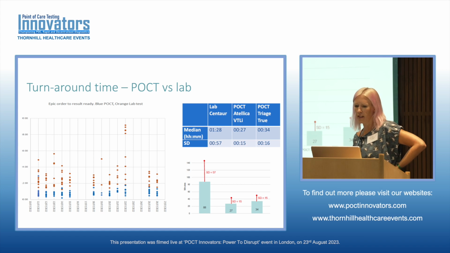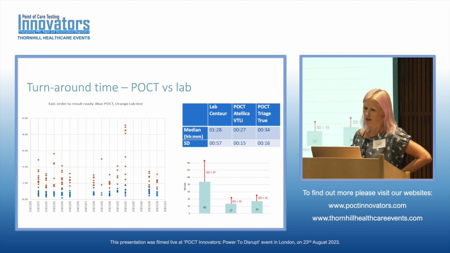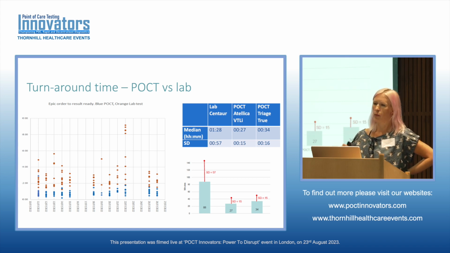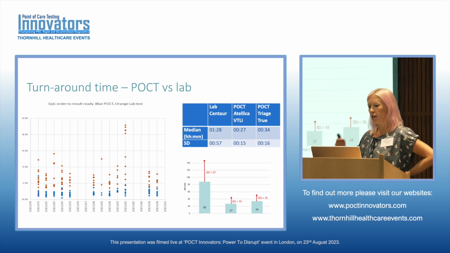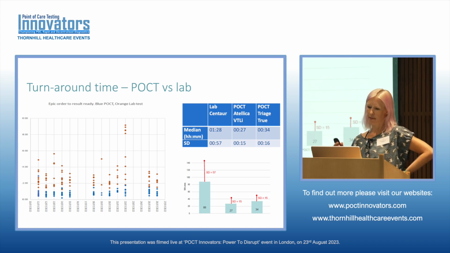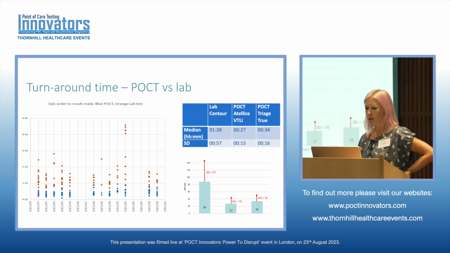So these are the median turnaround times. For the lab, it was 1.5 hours. For Analytical VTLI, it was just under half an hour. The Triage True, because we were going to get the samples much later and then running them, we didn't get a real-world turnaround time for that. But because the assay is 7 minutes longer than the Analytical VTLI, we put 7 minutes onto the turnaround time for the Analytical. So it's a theoretical turnaround time.